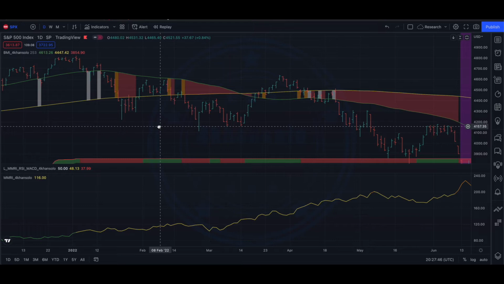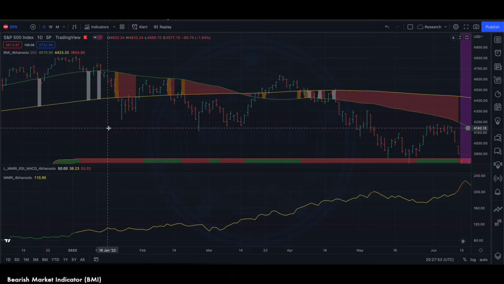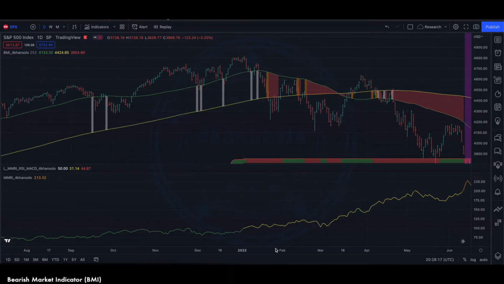The first one comes from the BMI. If you are unfamiliar with the BMI, it's basically a bearish market indicator composed of three simple indicators. The first one is a 50-day moving average, followed by a 200-day moving average. The third one is basically a definition of a bearish market. It is 20% lower from the recent peak. So if I measure the height from the recent high, it's going to be 20% less.